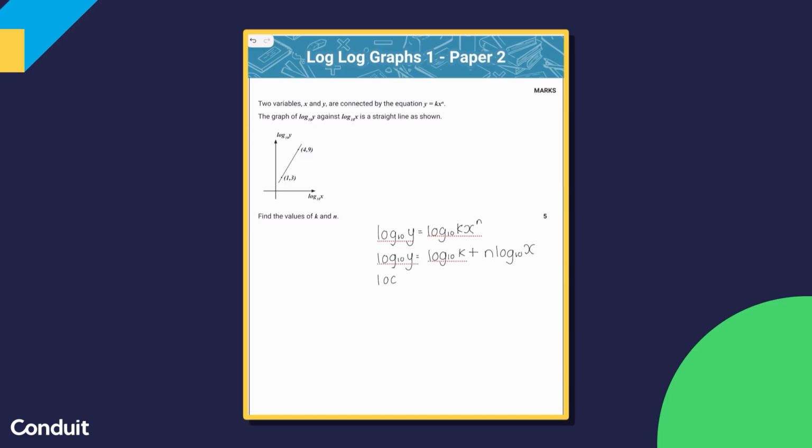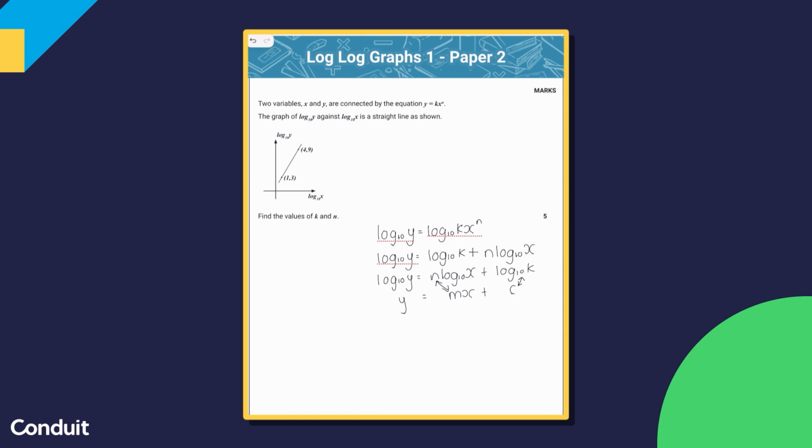Now, just for clarity, I'm going to rewrite this in a different form. And the reason that helps me is because I can now have a direct comparison to y equals mx plus c, which is our straight line equation. So this means that we can now see that n is equal to m. So our gradient is going to give us our n value, and log to the base 10 of k is going to give us our y-intercept.